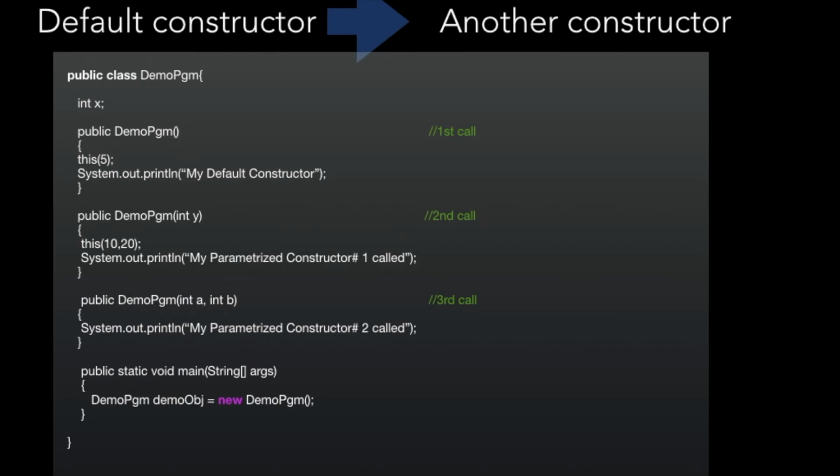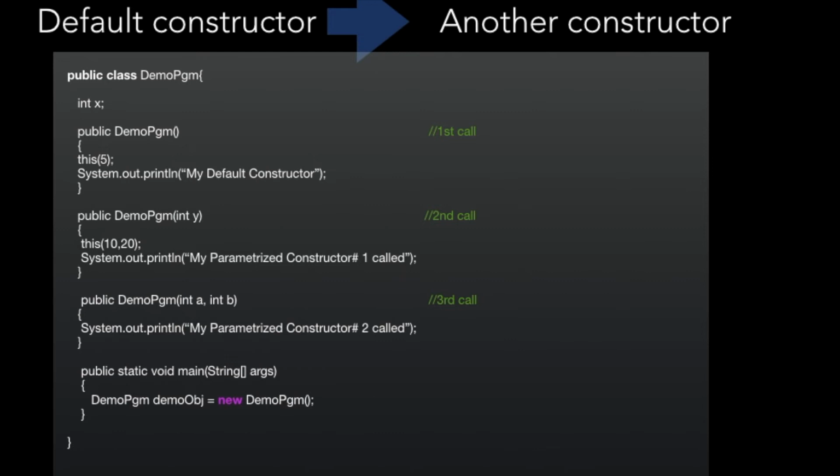Here I have my class DemoProgram, and let's see from the main method. In the main method, using the new operator, I am creating an object, and once the object is created, it first calls the default constructor. So the first method on top is my default constructor, and in this constructor the first line is the this keyword. In this I am passing the integer number 5.